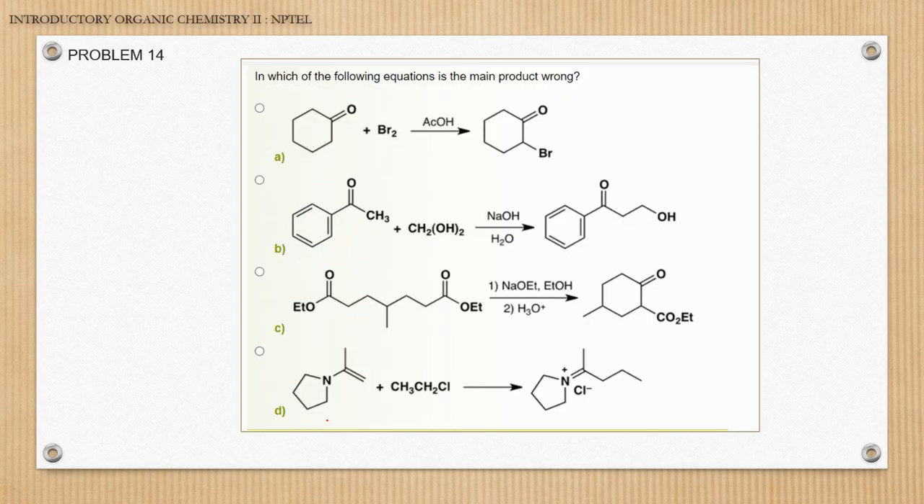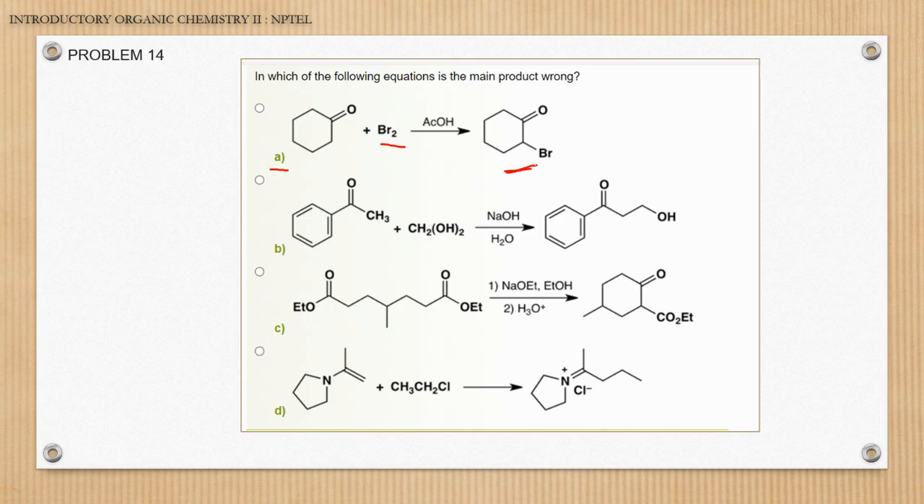So coming to problem number 14. In which of the following equations is the main product wrong? So you have to identify which is the wrong product. Okay, so one by one we will see the reactions and identify which is the wrong product. In the first case, cyclohexanone is reacting with bromine in acetic acid to give this alpha bromo cyclohexanone.